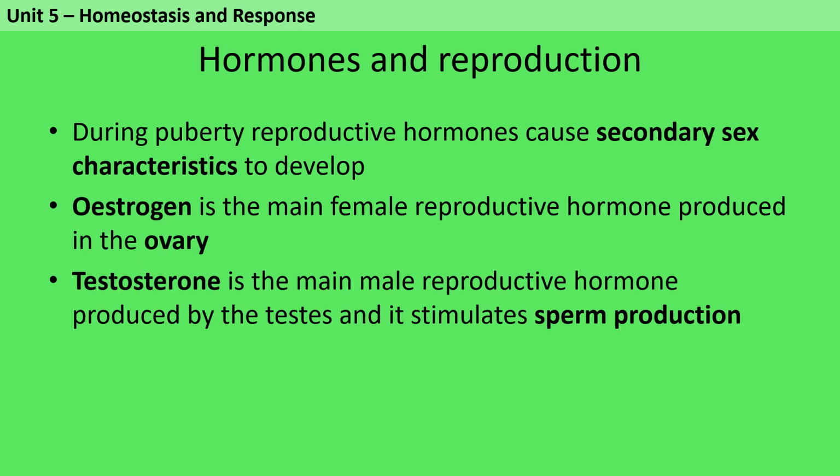During puberty, the levels of reproductive hormones like estrogen and testosterone begin to rise, and this causes the development of secondary sexual characteristics like breast growth and facial hair growth. In females, the main reproductive hormone is estrogen, which is produced in the ovaries, and in males it's the testosterone, which is produced in the testes and stimulates sperm production.